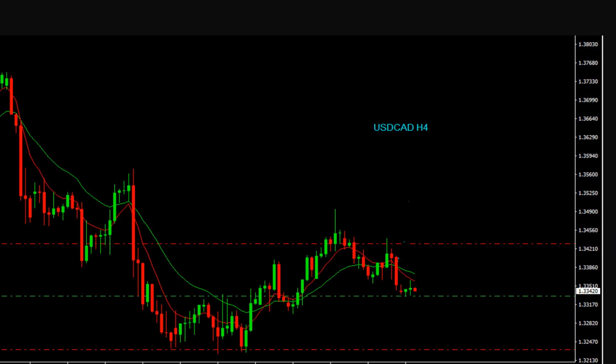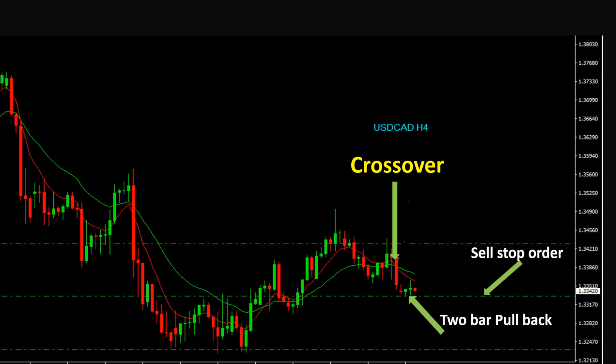Here is another example. You can see the crossover here. Then 2-bar pullback or correction. Place sell stop order here. Stop loss order here. And wait for the price to collapse.